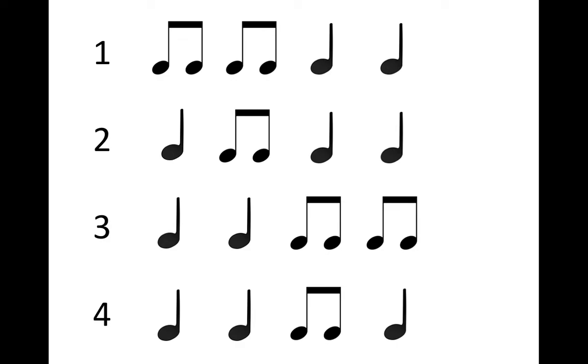All right, I'm going to clap one of these rhythms, and you're going to try and guess which one I clapped. I'll go ahead and clap it again. All right, got your guess. If you guessed it was number three, you are totally correct. It is ta, ta, ta, ti, ta, ti.